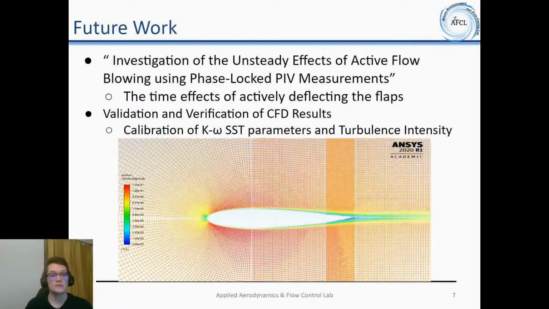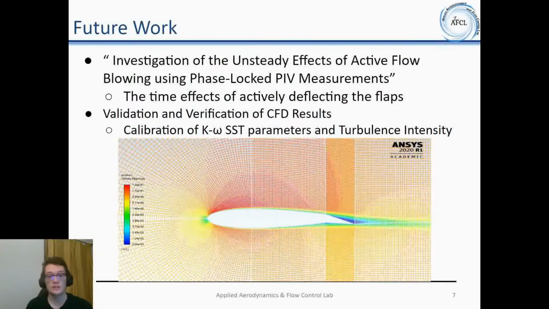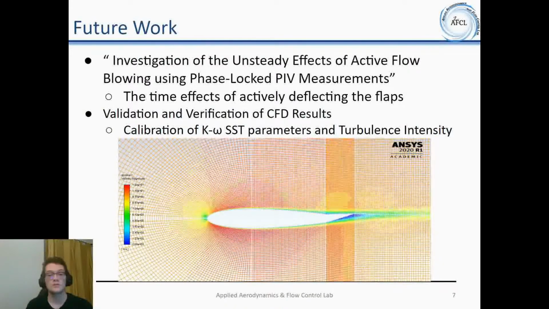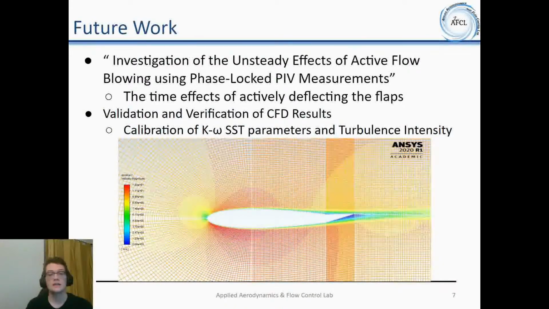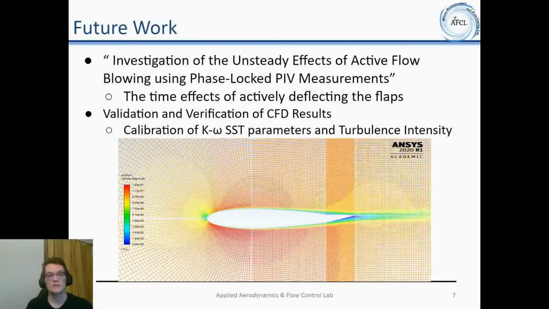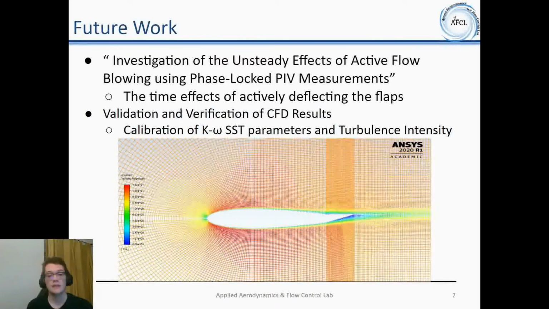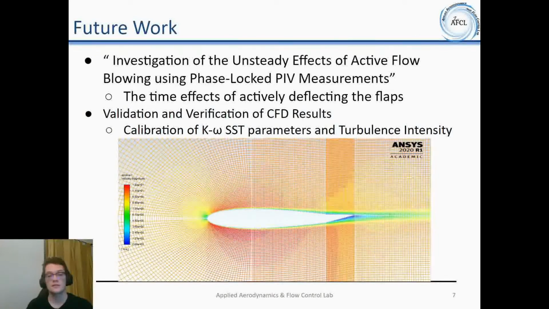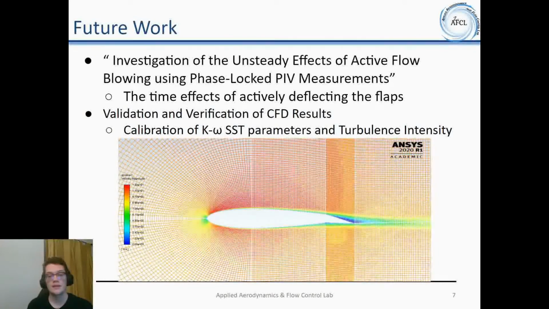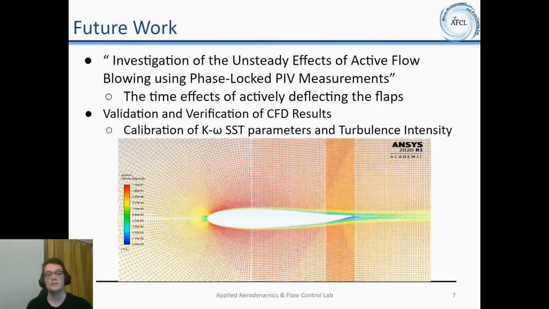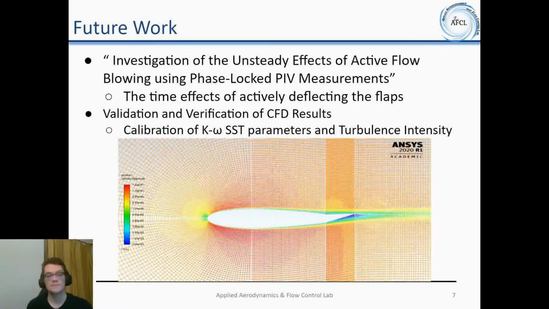The future work includes the investigation of the unsteady effects of active flow blowing using phase-locked PIV measurements. This is a paper presented at the SciTech 2021 conference, and it boils down to the time effects of actively deflecting flaps. If you look at the GIF at the bottom, we have time-deflecting flaps. Each frame you see here is a different time step, and the flap deflects in time. This paper asks what happens if we add active blowing to this.